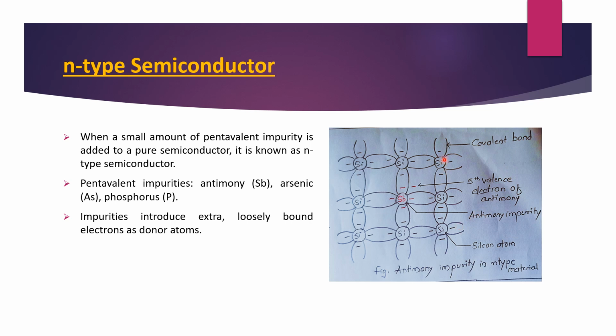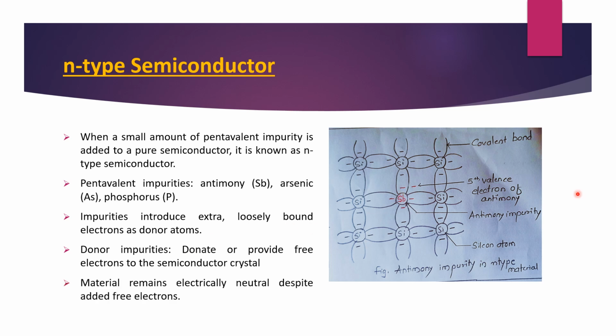These are the covalent bonds, these are the silicon atoms, this is the antimony impurity, and because of that we have got a newly added electron in this structure. What happens after that? We name this impurity a donor impurity. In N-type the impurities are called donor impurities, in P-type they are called acceptor impurities. Why are they called donor impurities? What they are donating is electrons. Before the impurity there was no free electron, after the impurity there was one free electron. So yeah, it is donating a free electron to us.